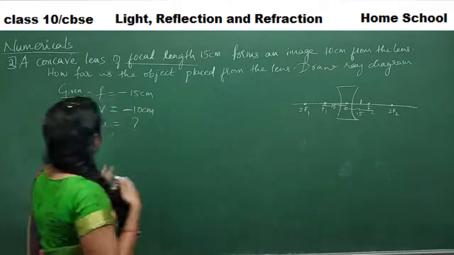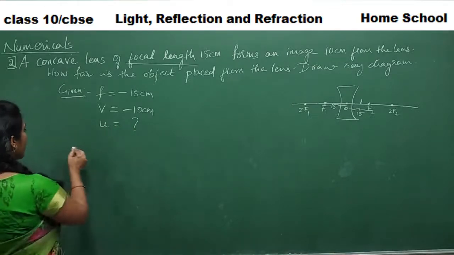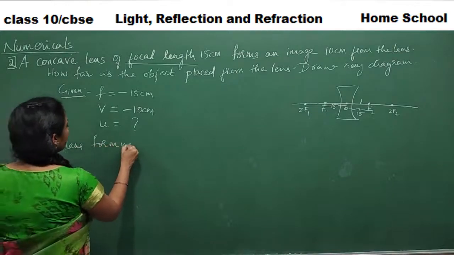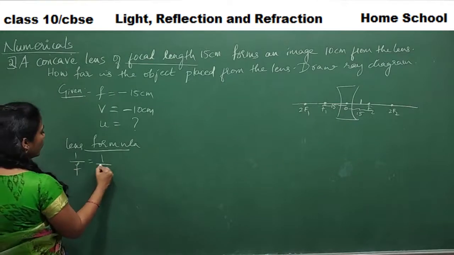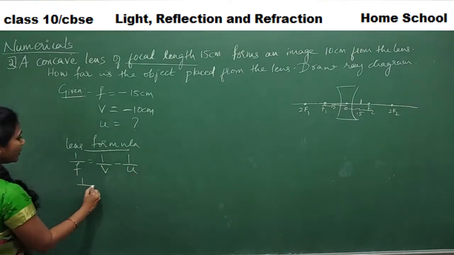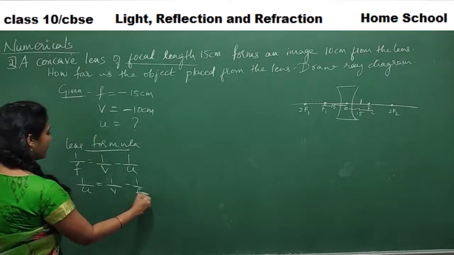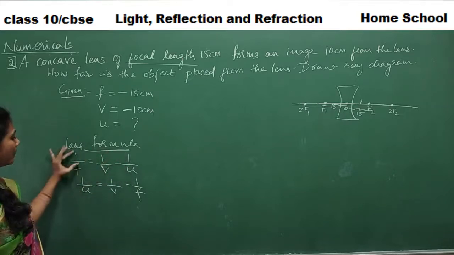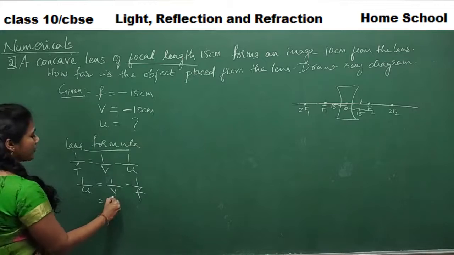Okay, so what do you have to calculate here? U value you need to calculate. So what is the formula? Lens formula you have to use. And what is our lens formula? 1 by F is equal to 1 by V minus 1 by U. So we need to find out 1 by U. So 1 by U is equal to 1 by V minus 1 by F. Just I brought this minus 1 by U to this side, and 1 by F I moved that side. Okay. So now substitute the values.